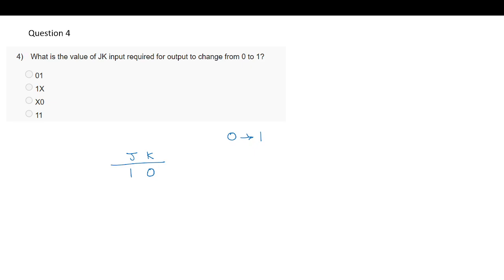Okay, and one more input combination where it will go from 0 to 1, it is toggle. Toggle is 1 0, 1 1. So it is 1x.